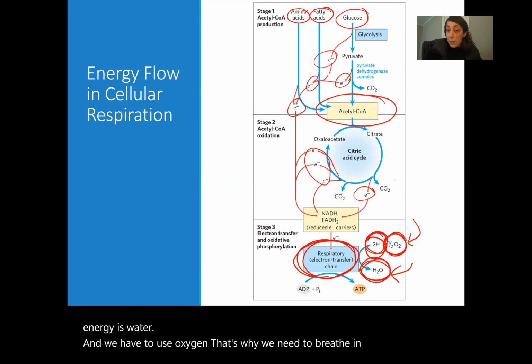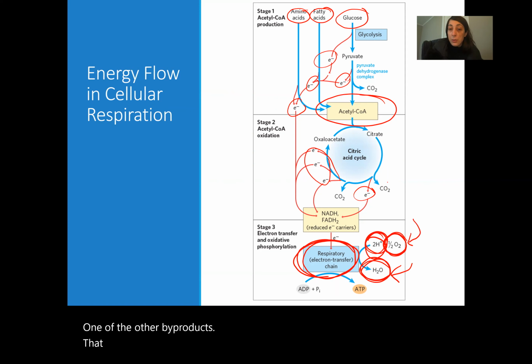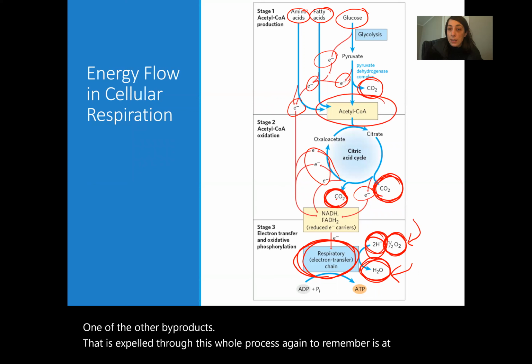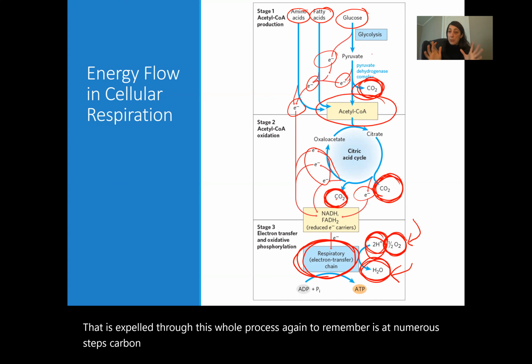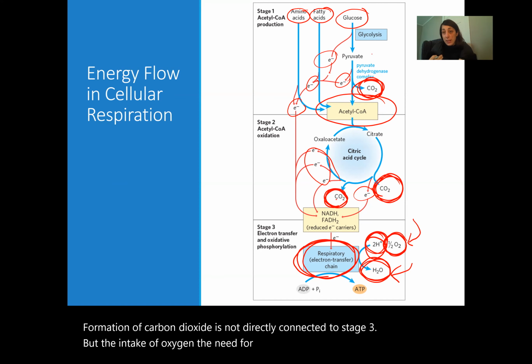Again, one of the other byproducts that is expelled through this whole process is, at numerous steps, carbon dioxide. So the actual formation of carbon dioxide is not directly connected to stage 3, but the intake of oxygen, the need for oxygen, is related to stage 3.